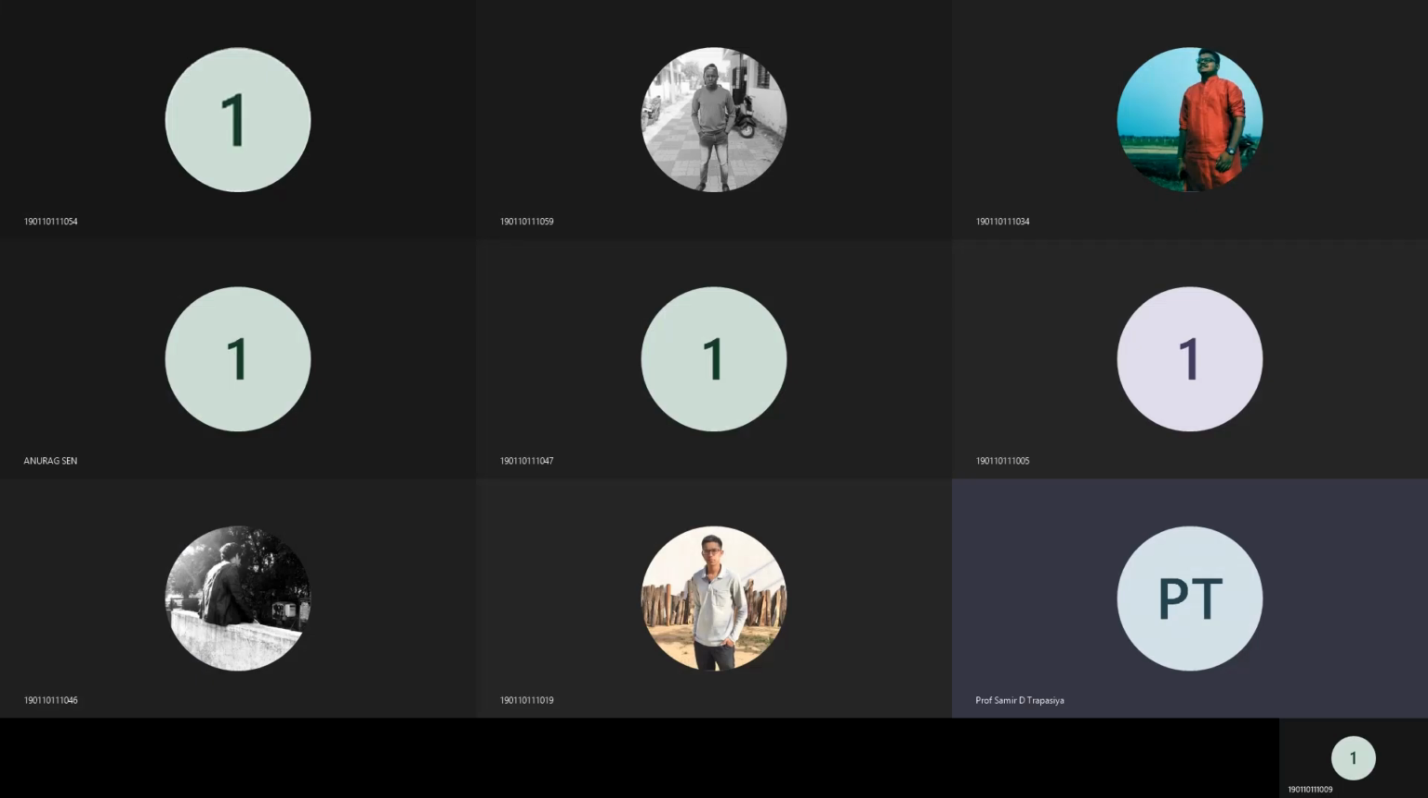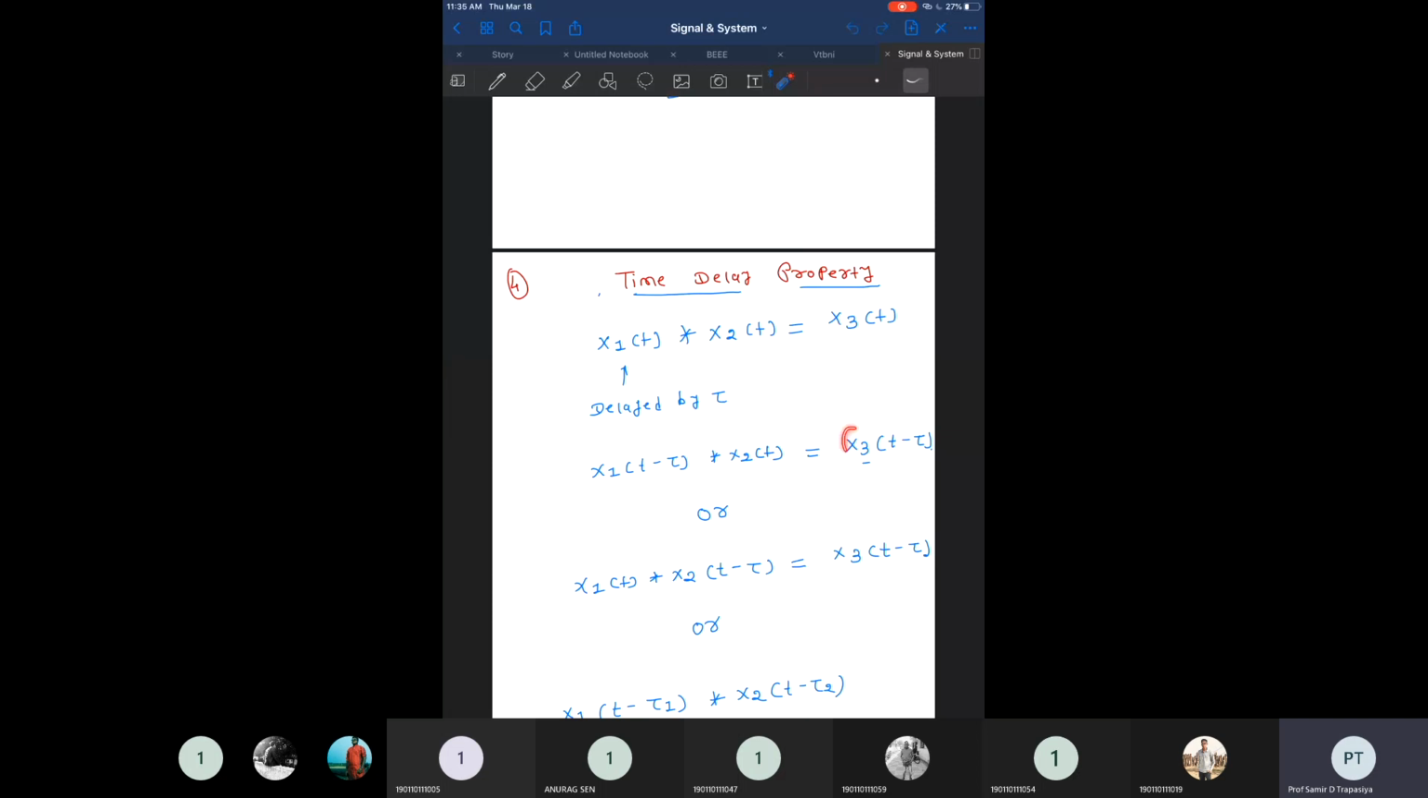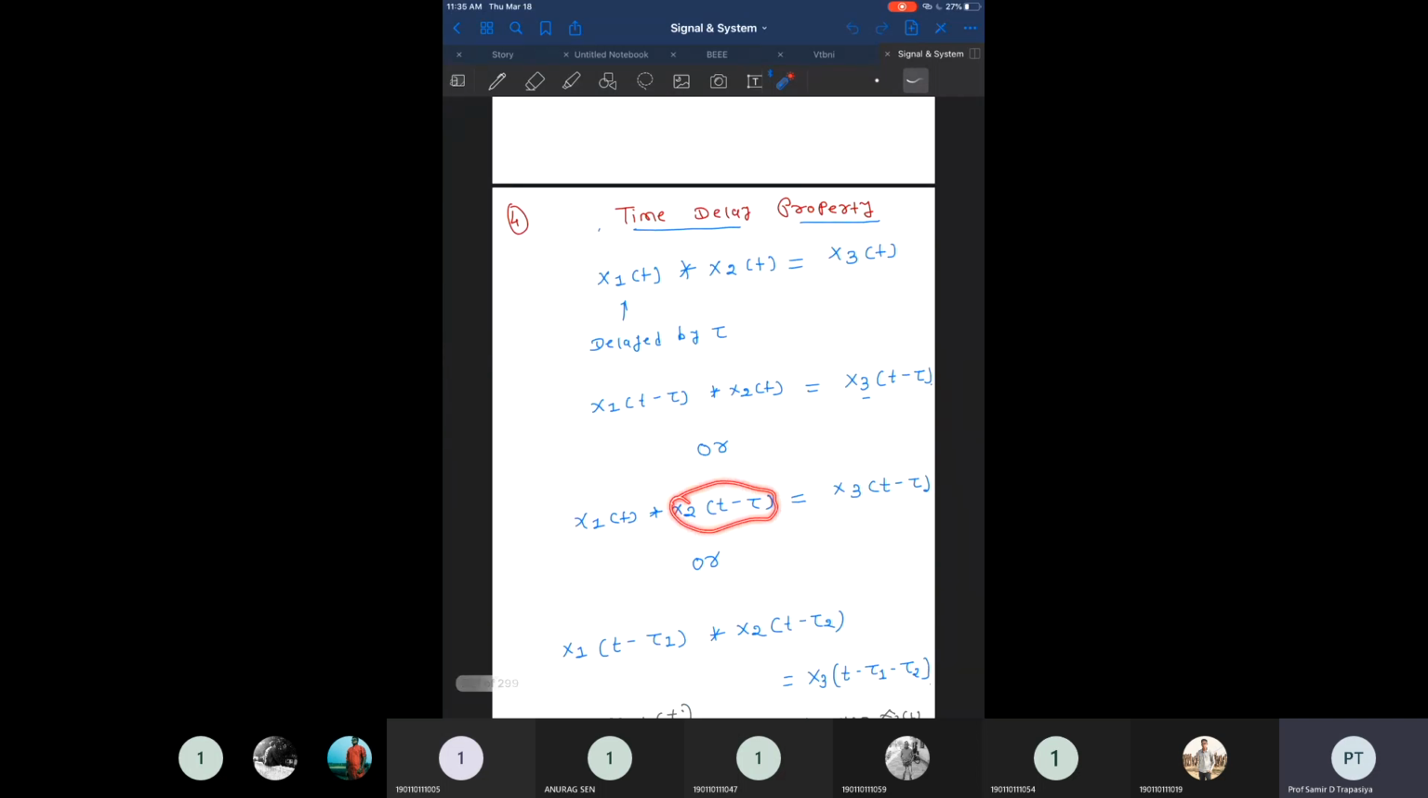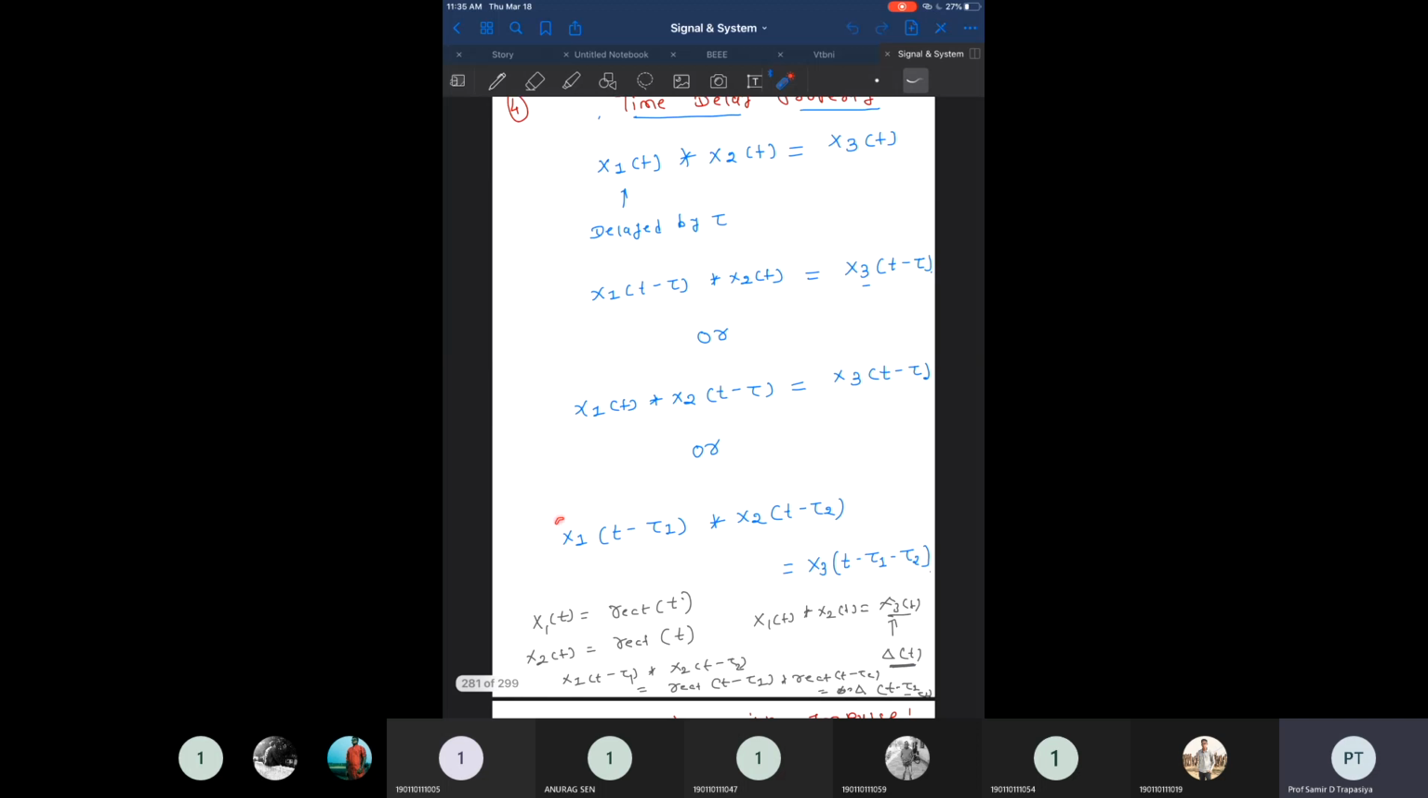The first signal is delayed by some amount tau, so output x3 is also delayed by the same amount tau. Or if the second signal is delayed by some amount tau, then again the output is also delayed by the same amount tau. But if the first signal x1 of t is delayed by some amount tau1 and the second signal x2 of t is also delayed by some amount tau2, then the final outcome is the addition of the first signal delay plus the second signal delay. So this output x3 of t is delayed by the amount of tau1 plus tau2.